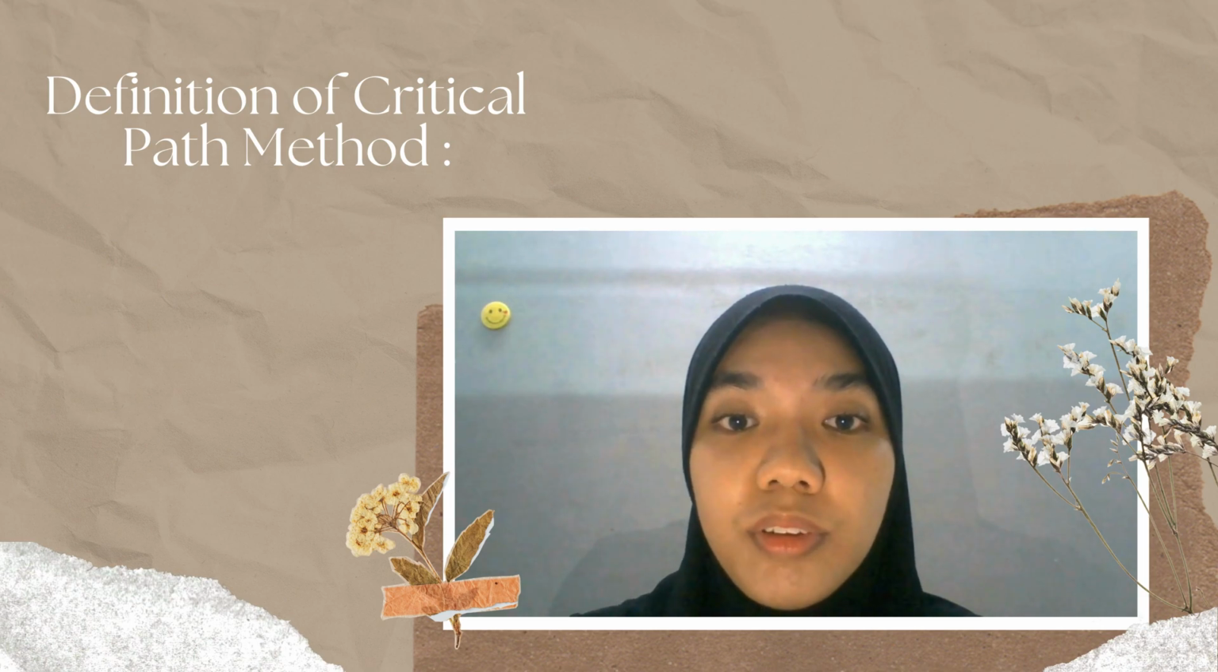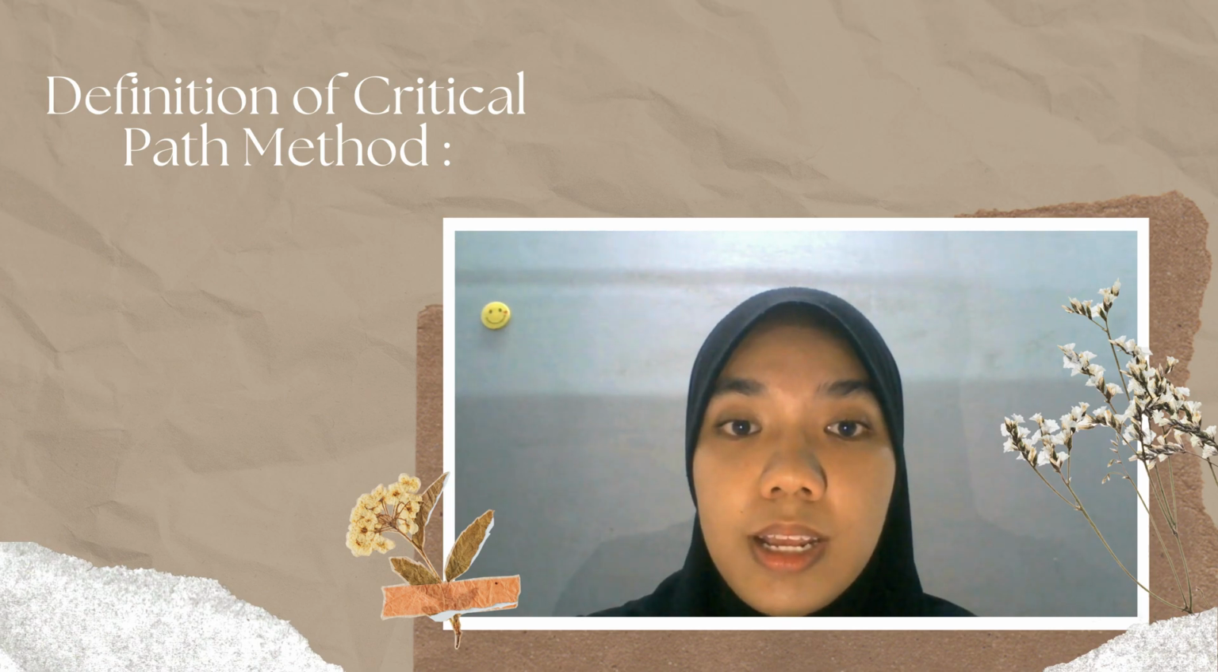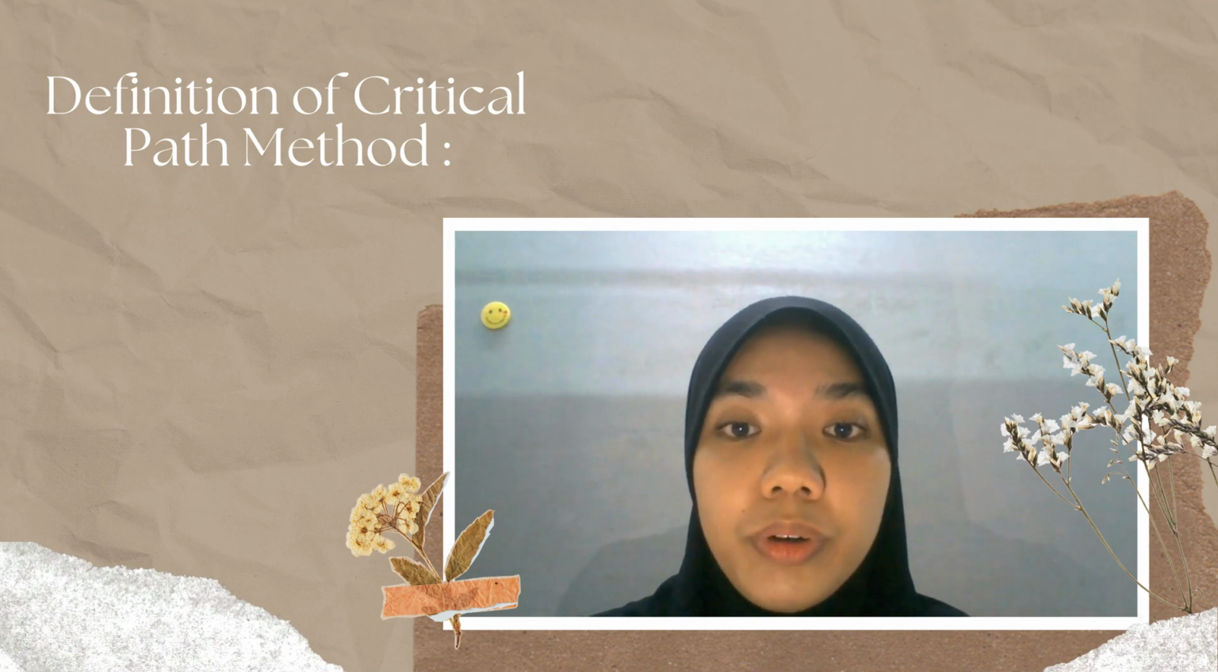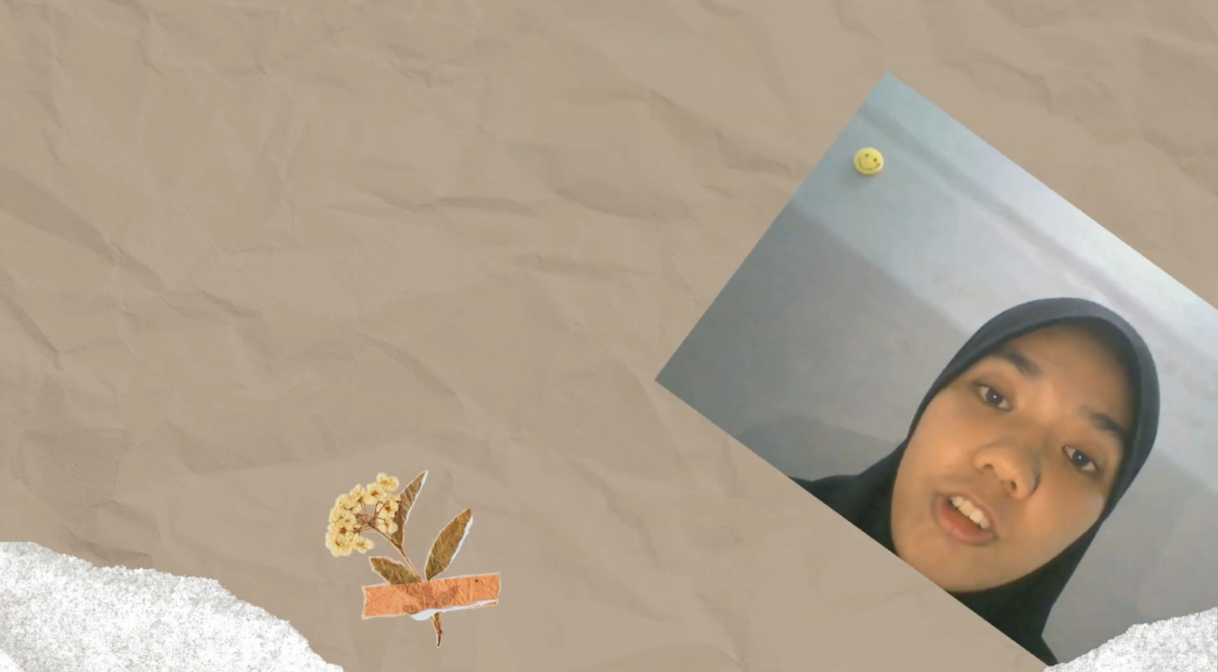CPM commonly refers to the critical path method. The critical path method is a project management technique that uses a network of tasks and their dependencies to determine the longest path through a project. It helps identify the critical tasks that, if delayed, could potentially extend the overall project duration. CPM is particularly useful for scheduling and optimizing the timeline of complex projects.